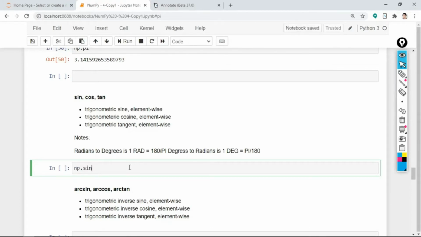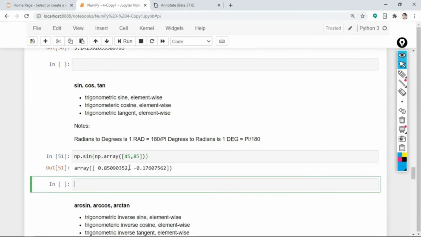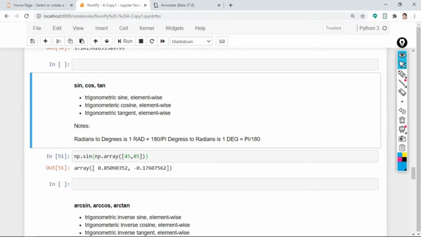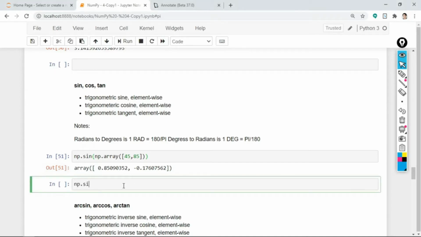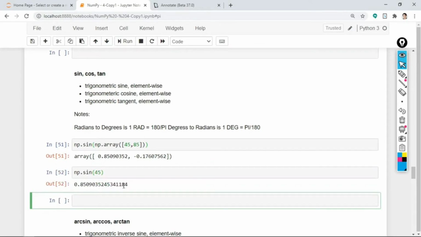For example, np.sin. You can broadcast because this is an array: 45 and 85. What will be the sine of 45 and 85? That would be 0.85. Remember, these results are in radians, not in degrees. Another one, let's compute a single value, for example np.sin(45). These are in radians, remember.